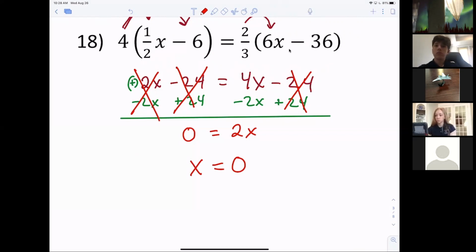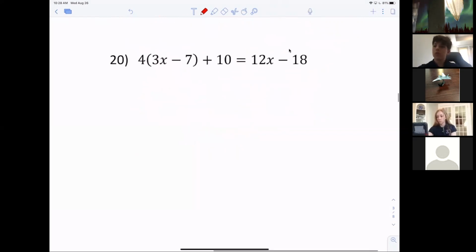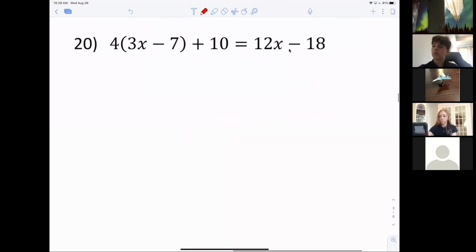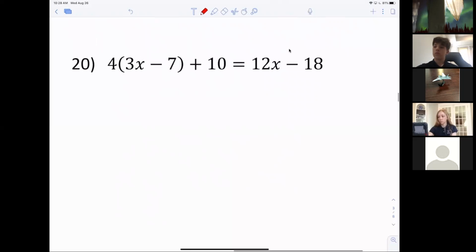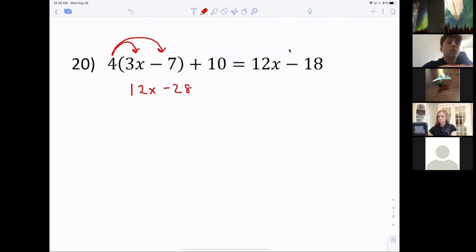All right, let's check out the next one. All right, here we go, guys. 4 times 3 is what? 12x. 4 times negative 7, negative 28. Plus 10, equals 12x minus 18.